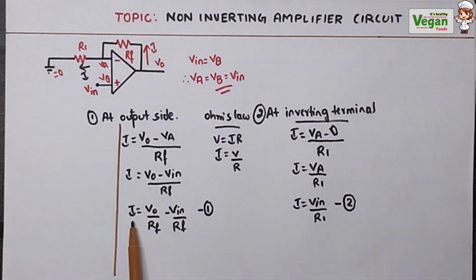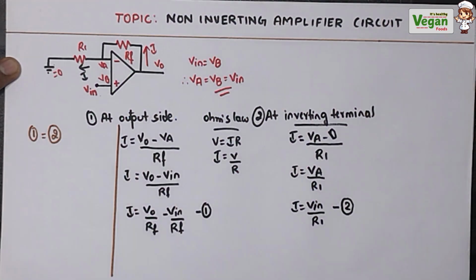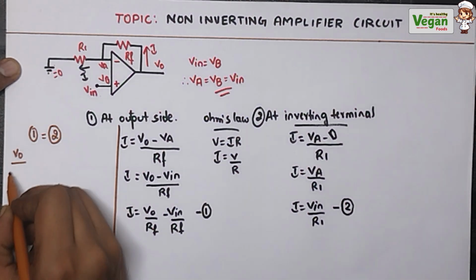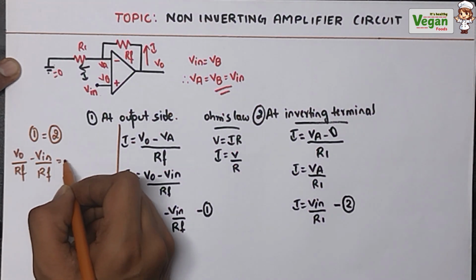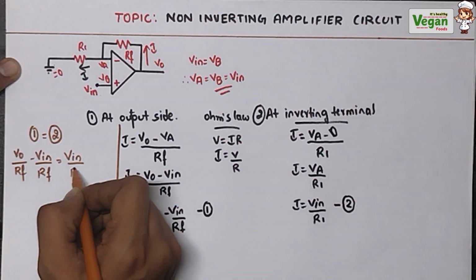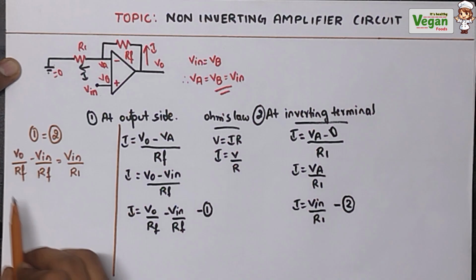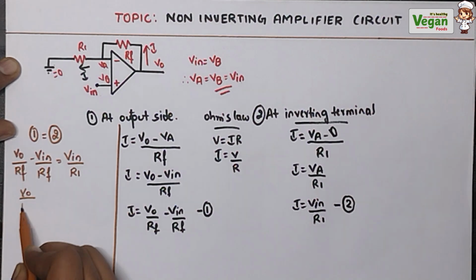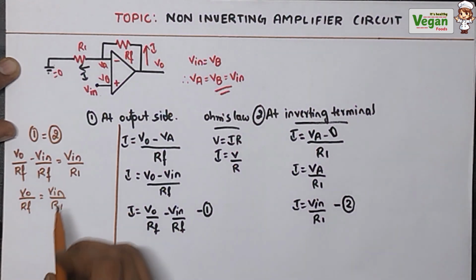Since in both equations the left hand sides are equal, that is the same current, let's equate equation number 1 to equation number 2. Their right hand sides we will equate. So equation 1 means Vout divided by Rf minus Vin divided by Rf, which is equal to Vin divided by R1. So I need the formula for the output voltage Vout. So I will shift this Vin to that side. Therefore Vout divided by Rf is equal to Vin divided by R1, which is already present.